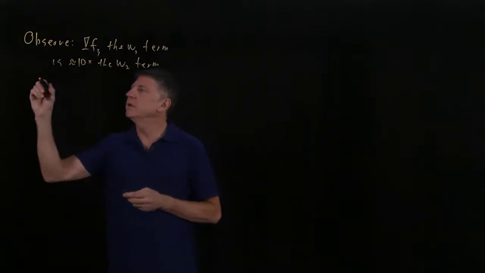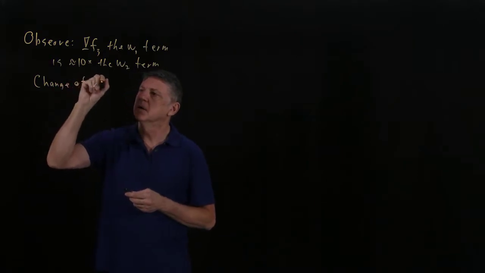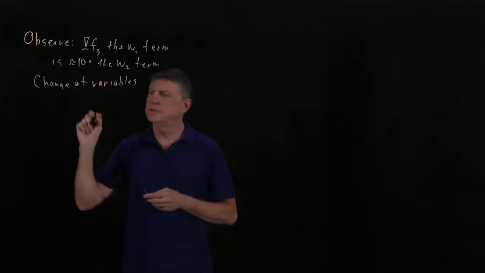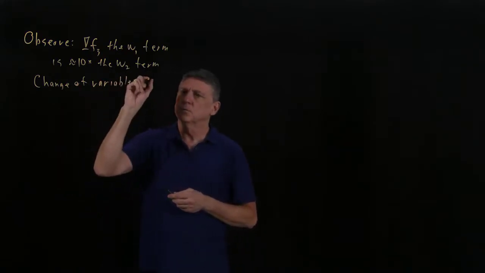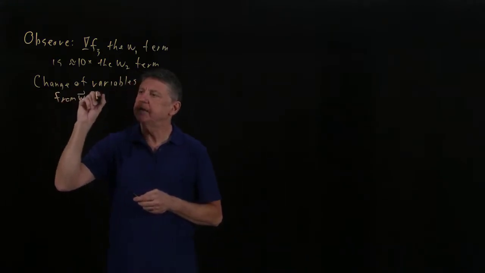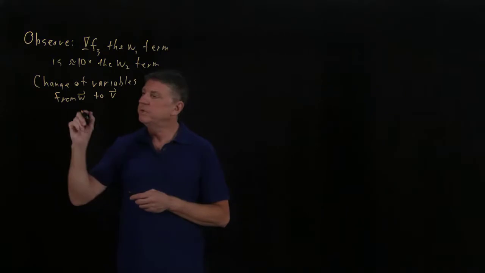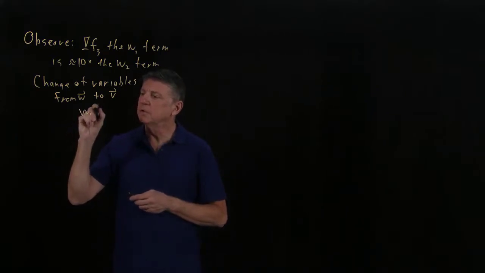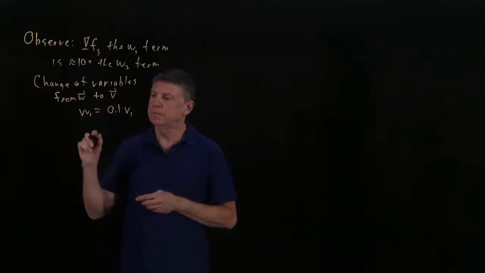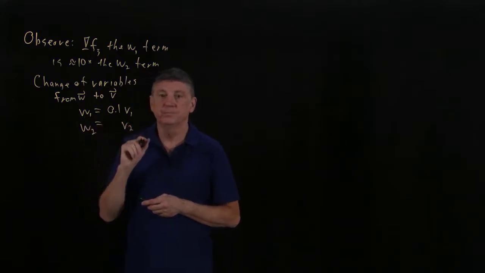So what we can do is change variables. And a change of variables is something that we're familiar with from our long ago prerequisite calculus. What we can do is go from the W we had, and let's say that we're going to use a different set V. So we'll go from W to V. The way we can do this is we can say W1 will be 0.1 times V1, and W2 we'll just leave as V2.